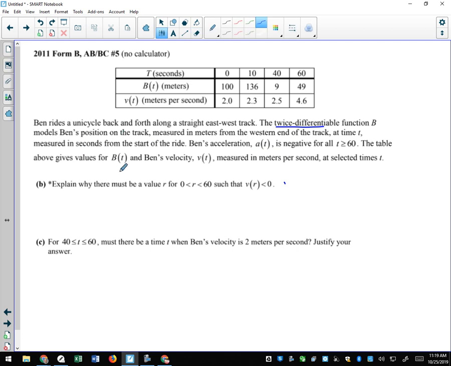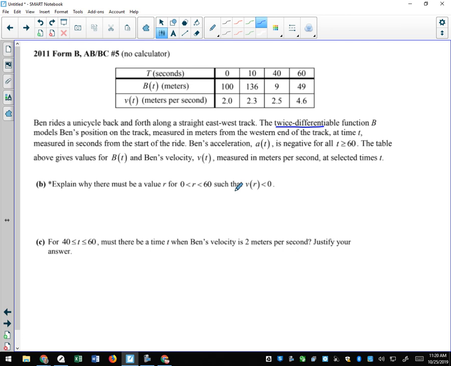Table gives values of b and v. Okay. Explain why there must be a value r such that v of r is negative. Somewhere between 0 and 60, your velocity is negative, and I'm telling you it happens. It's not "is there a time," it's "explain why." So it does happen. How can we verify that the velocity is indeed negative at some point?